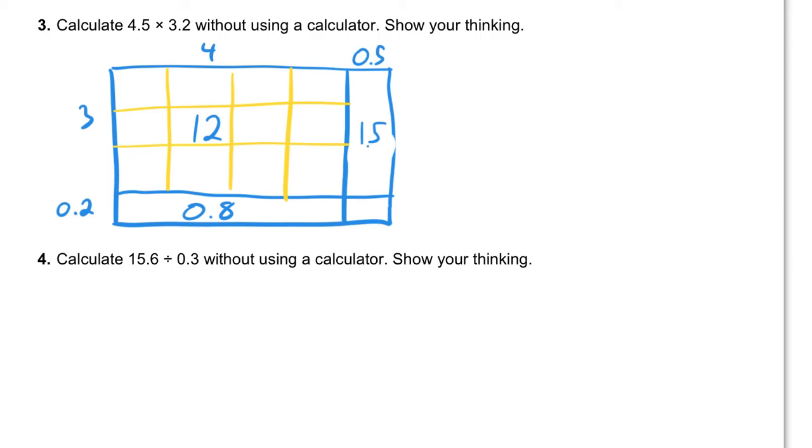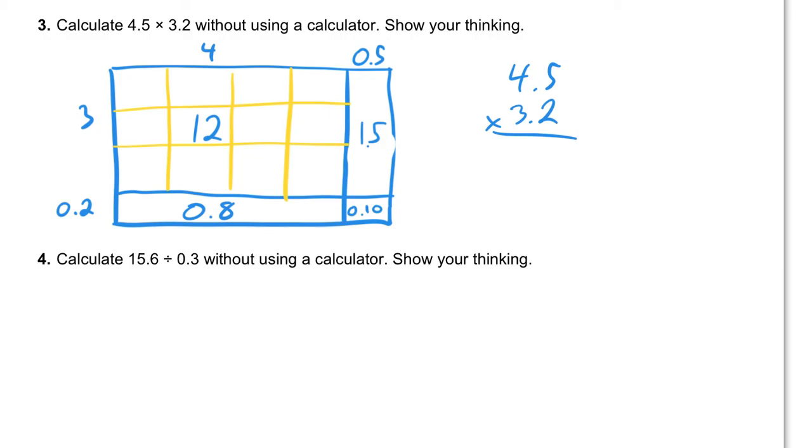So what I would do is I would go, here's 10, and that right there. The way that you can do it with long multiplication is you could go 4.5 times 3.2, and what you do is you just ignore all the decimals until the very end and you add them at the end.